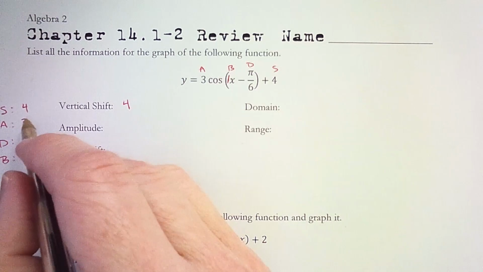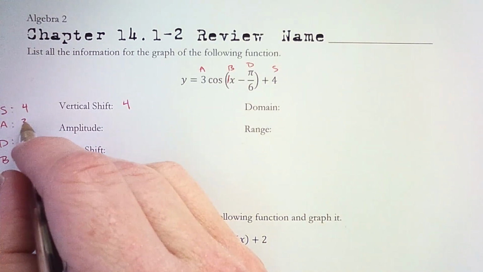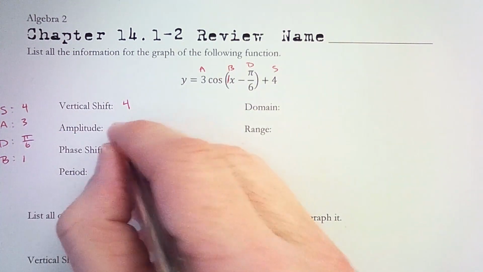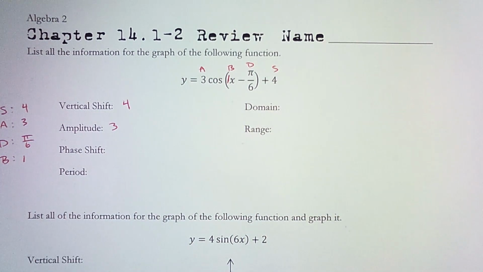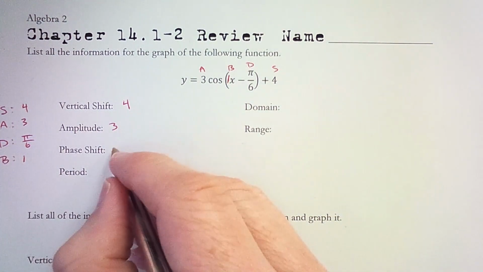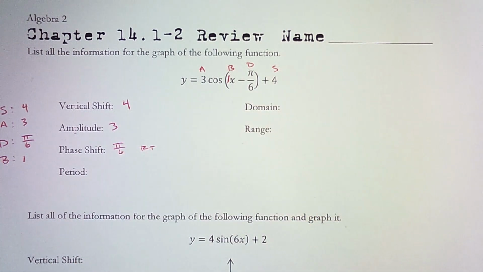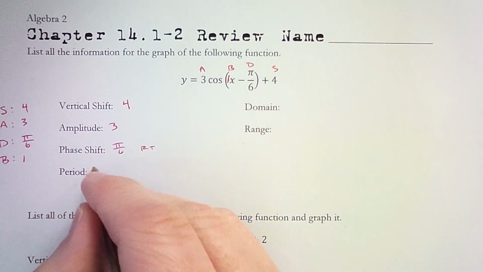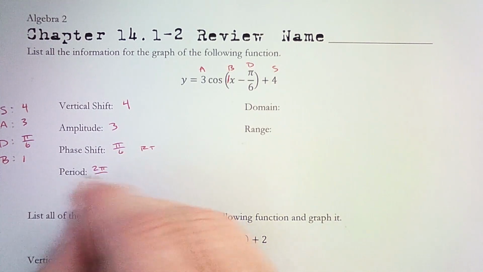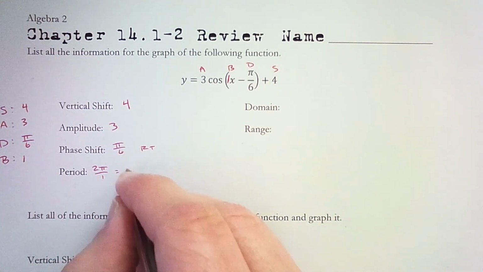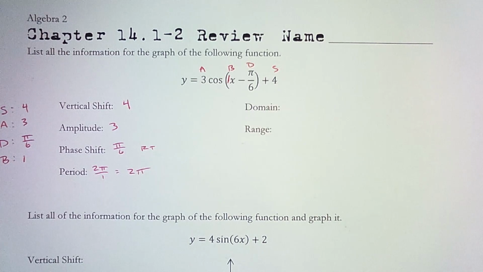The amplitude, the height above or below the center line or the sinusoidal axis, is 3. The phase shift is D, the displacement. It's pi over 6, and that is to the right. The period is 2 pi over B. So 2 pi over B, which is 1, so the period is 2 pi.